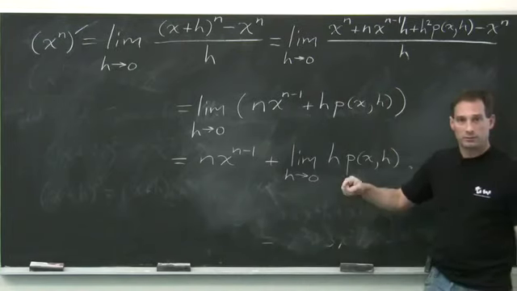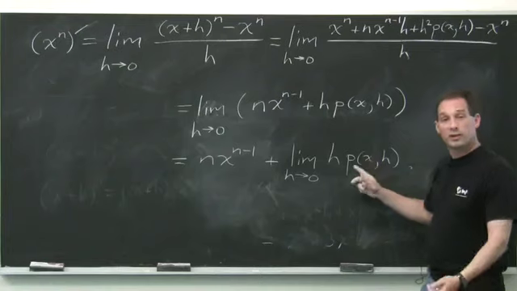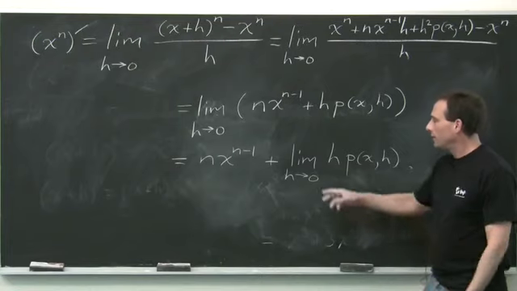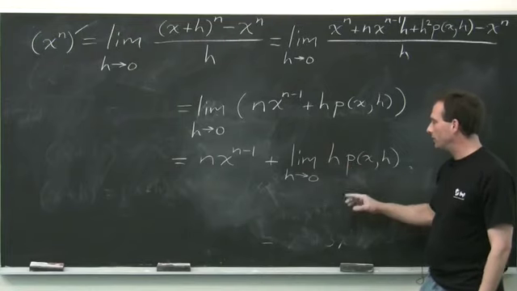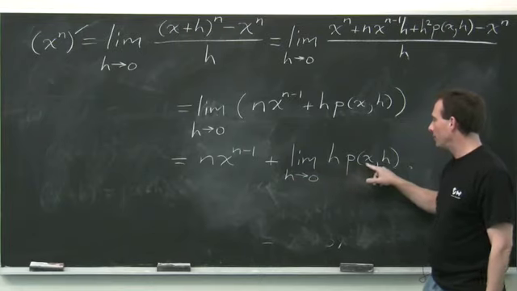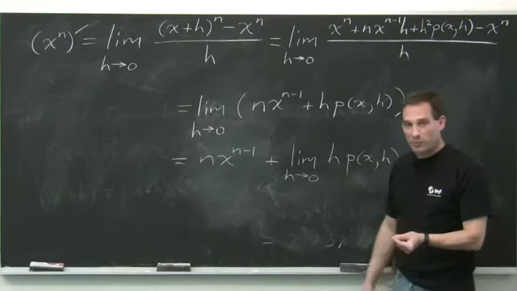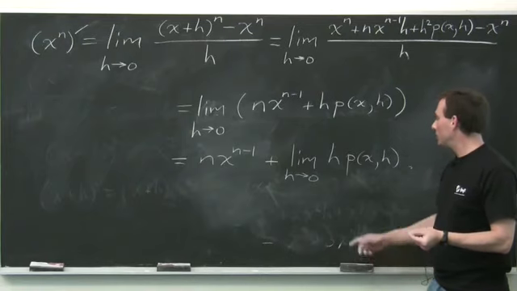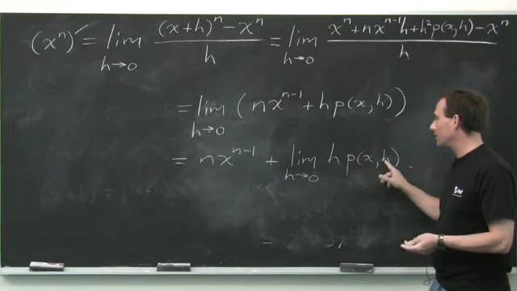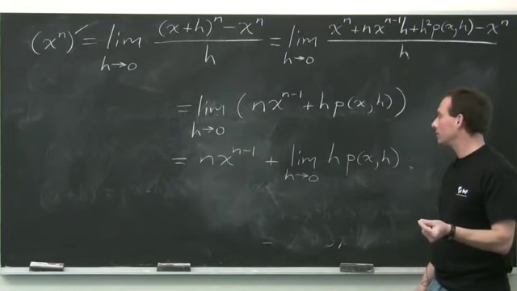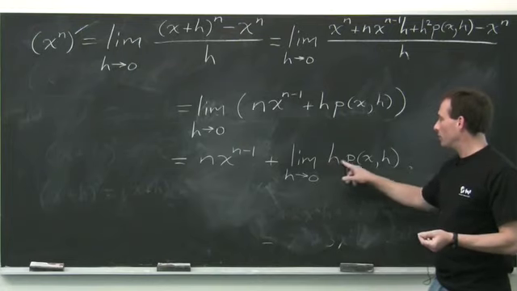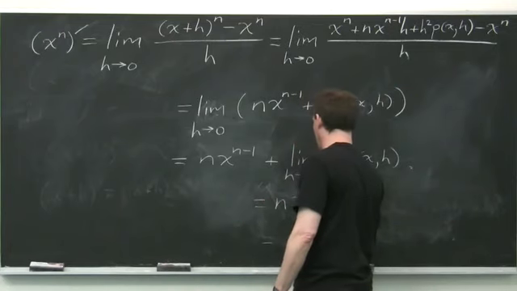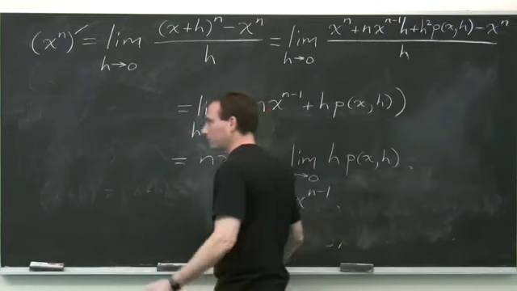As h approaches 0, this h approaches 0. And you might think, oh, well, then it doesn't matter what p of x, h does. 0 times anything is 0. Yes, but to know that the limit of the product is the product of the limits, you have to know that the limit as h approaches 0 of p of x, h exists. But that's true, because p of x, h is a polynomial in h, which is continuous. And so as h approaches 0, this part just approaches p of x, 0, which is some number that exists. And so, yes, because h approaches 0 and this approaches something, this limit is 0, and we're just left with n x to the n minus 1, which is what we were trying to show.